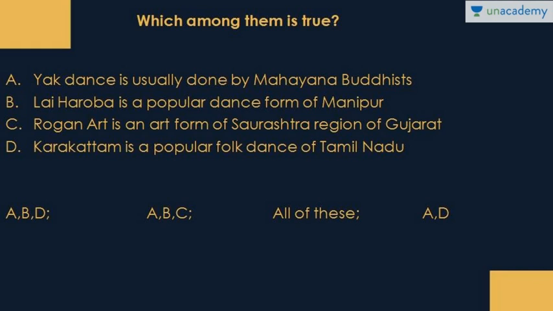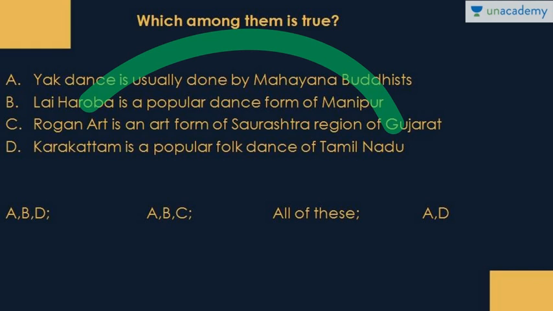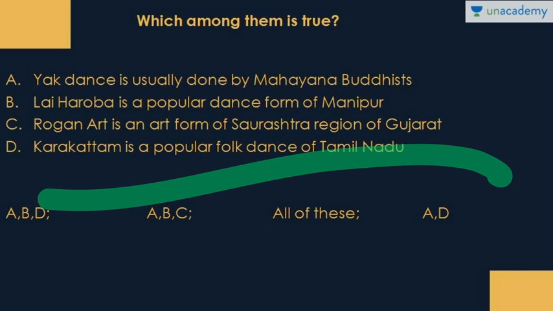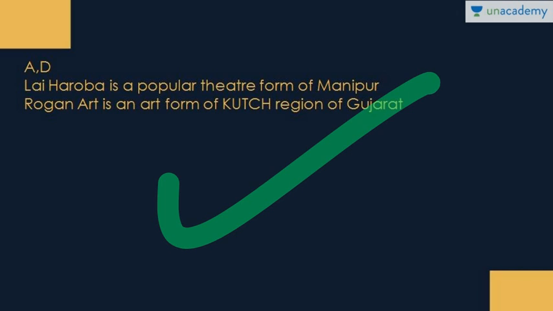So looking at the options here, this is directly from PIB of yesterday. The first one, Yak dance, yes, it is done by Mahayana Buddhists. It's popular in Arunachal Pradesh. If you look at B, Lai Haroba is a popular dance form of Manipur. See, Lai Haroba, though it's popular in Manipur, is mainly a theatre festival. So we'll put that wrong. If you look at C, Rogan art is an art form of Saurashtra region. This is also wrong. Why? Because Rogan art is a popular art form of Kutch region. And as far as Saurashtra is concerned, few days back we did another art form related to Saurashtra, so you can mention the same in the comment section as well. So C is also wrong. If you look at D, Karakattam is a popular folk dance of Tamil Nadu, so this is absolutely correct. So we here have A and D as the correct answers.